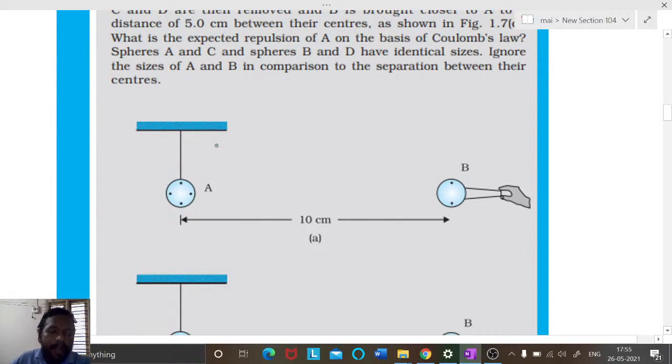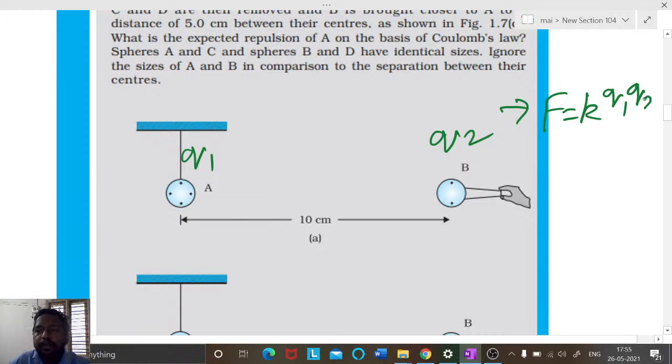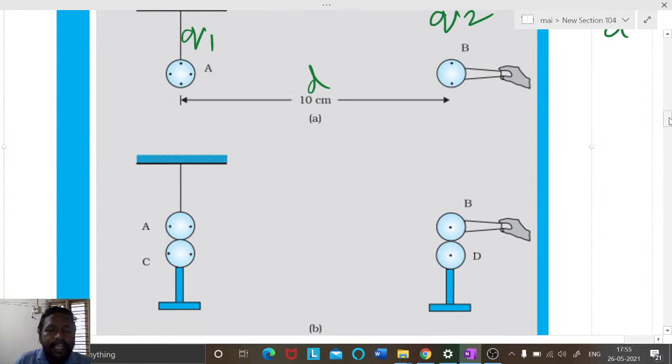In the problem, charge one is A, charge two is B, at a distance of 10 centimeter. We take the force F equal to K, Coulomb's law: F equals K times Q1 Q2 divided by D squared, where D is 10 centimeter here. Now see what they are doing. They made contact with another uncharged body. In this, A is touched with C, and B is touched with D. So how many charges are there?